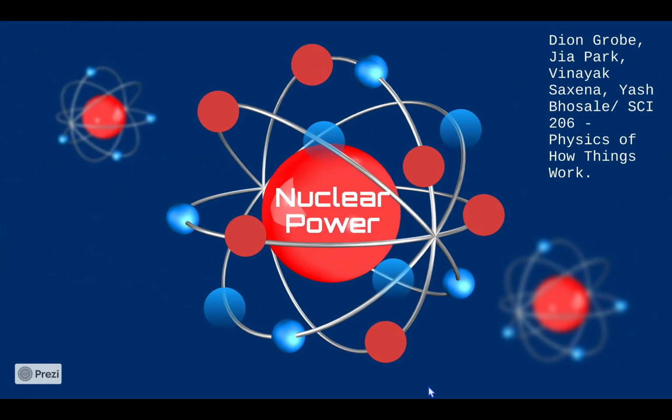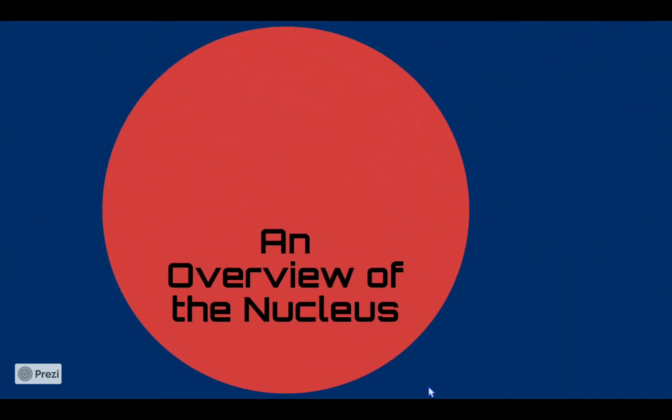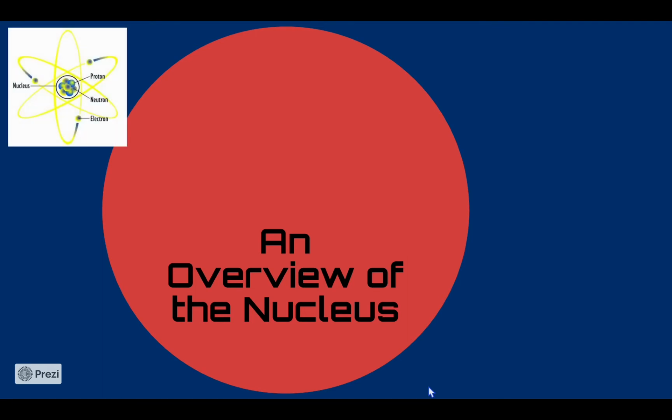First, what is the nucleus? The nucleus is a dense region in the center of an atom. It consists of positively charged protons and neutrally charged neutrons. It contains about 99.9% of the mass of the atom, but less than 0.01% of the volume of the atom. It is held together by a very strong force called a strong nuclear force.